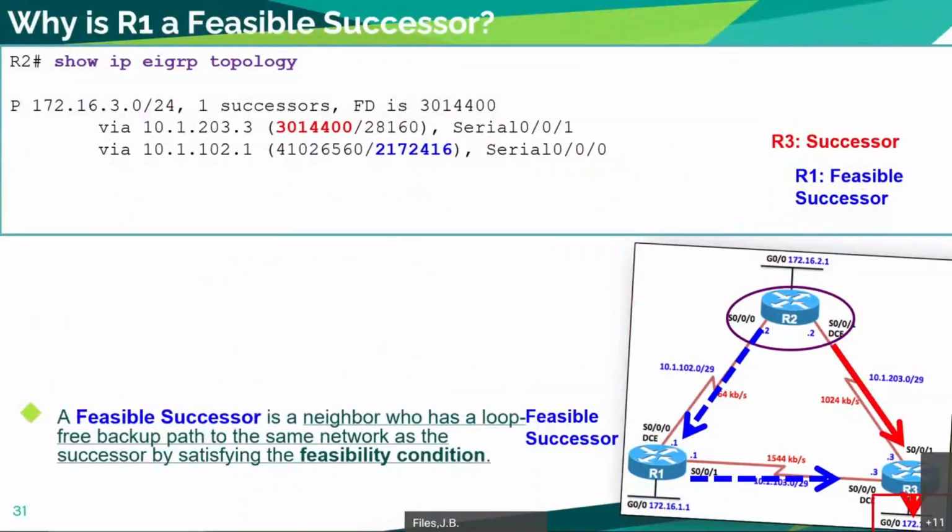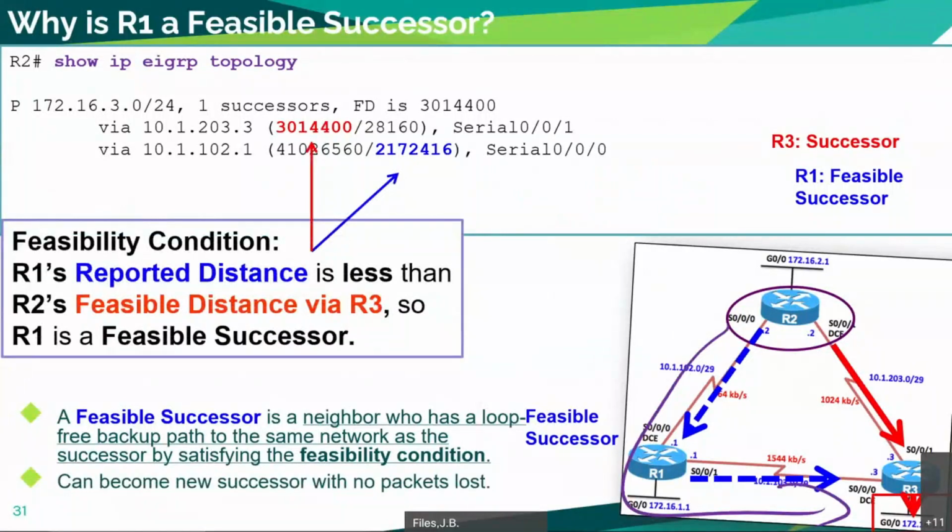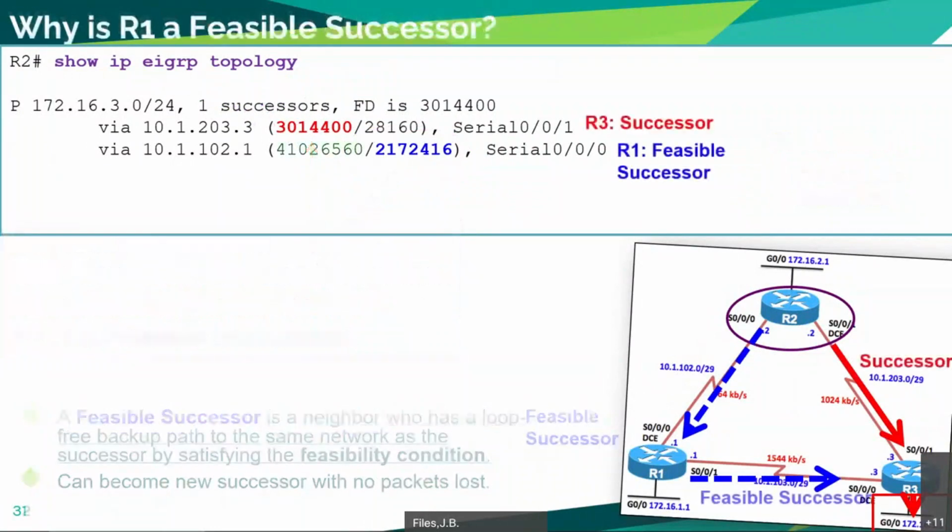That means R3 is the successor and R1 is the feasible successor. It is feasible that they could be our successor at some point in the future should the successor go down. R1's reported distance is less than R2's feasible distance via R3. So R1 is a feasible successor. This is small enough that we know it can't be looping through us. This path is not a loop through us. So therefore we know it's a valid backup condition.